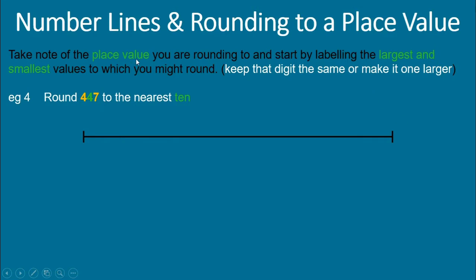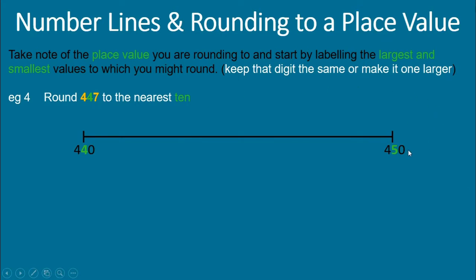So my first step is to set up my number line and take note of the place value that we're rounding to, and start on our number line by labeling the largest and smallest value which I might round to. So if I'm rounding to the nearest 10, the smallest value I could have in the tens position is keeping that number the same, 40. So 440. And the biggest number I could round to the nearest 10 would be making this 4 one higher. So make that a 5, a 50. So 450. So there's my number line, and that's my lower bound and my upper bound.